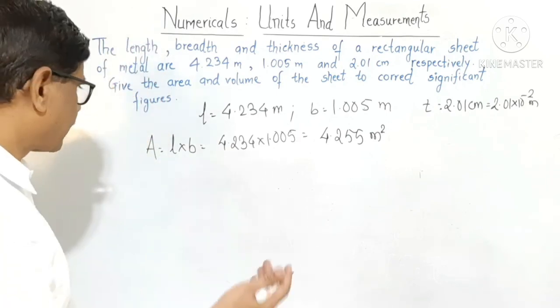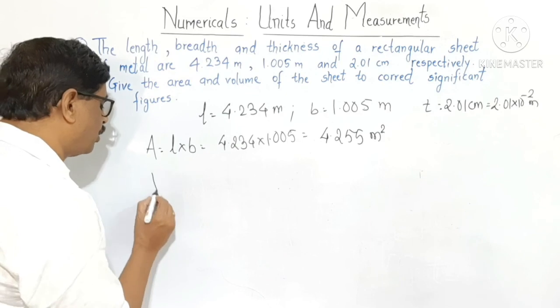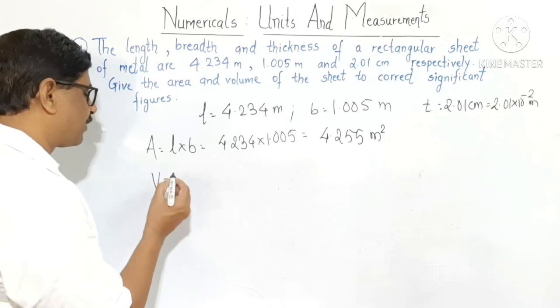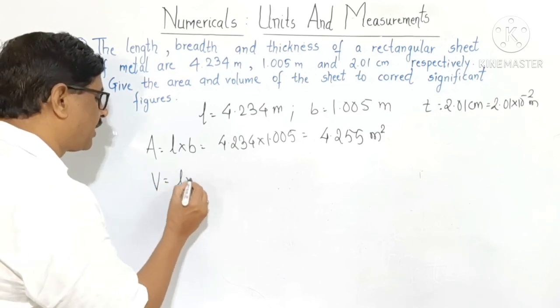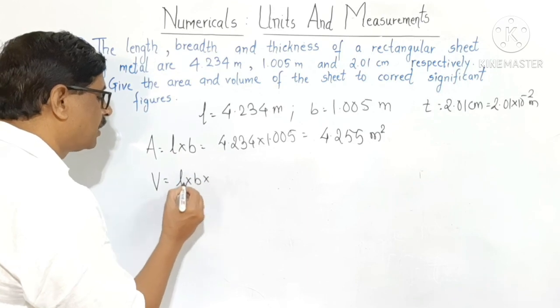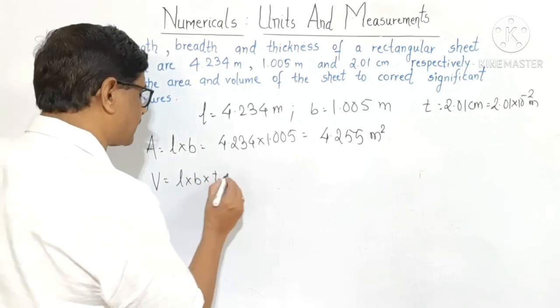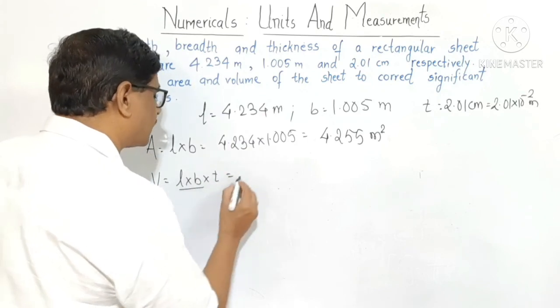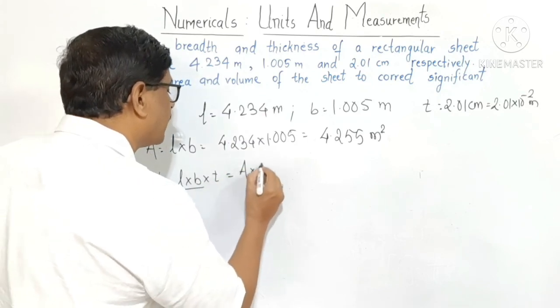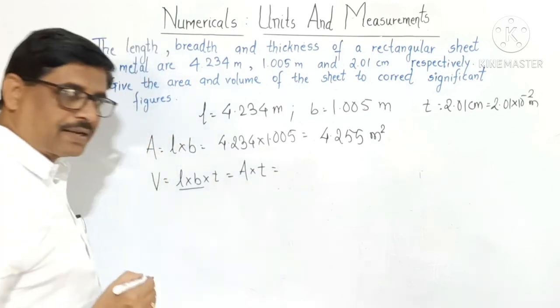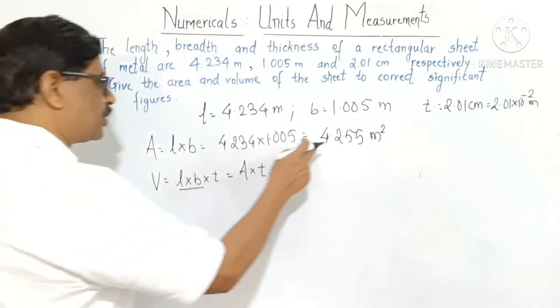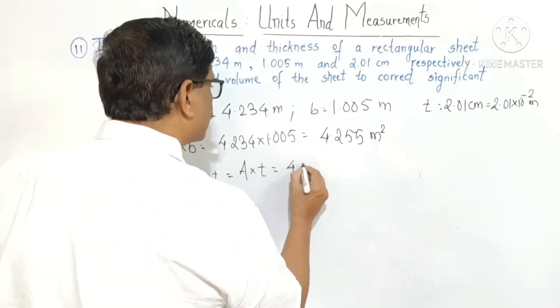Then next we have to determine the volume of the given rectangular metal sheet, and volume of the given rectangular metal sheet is L into B into T. Length into breadth into thickness. Length into breadth, just as we calculated, it is the area, into thickness.